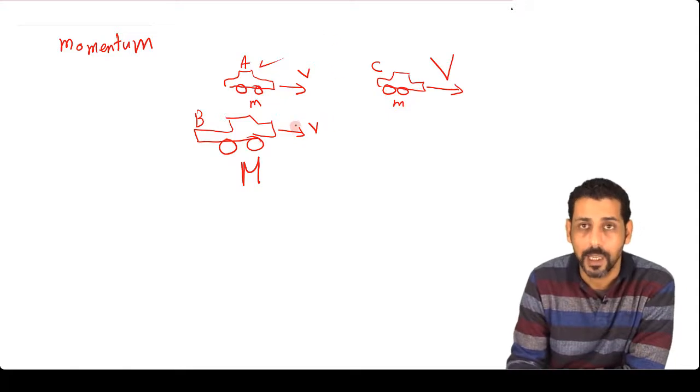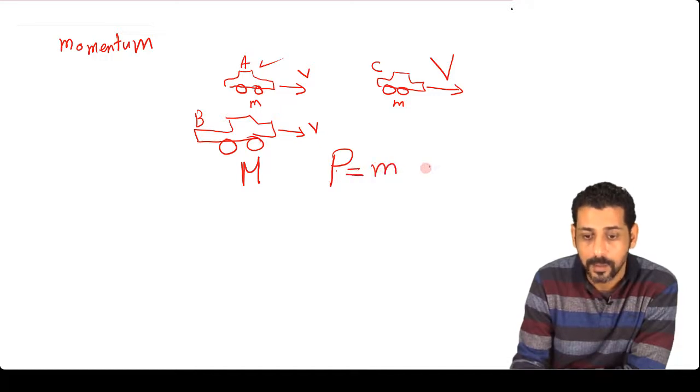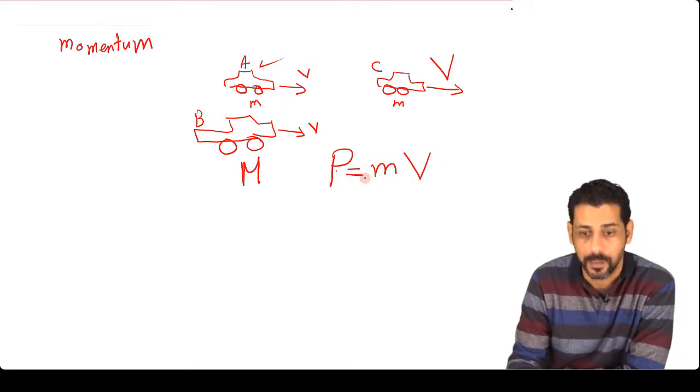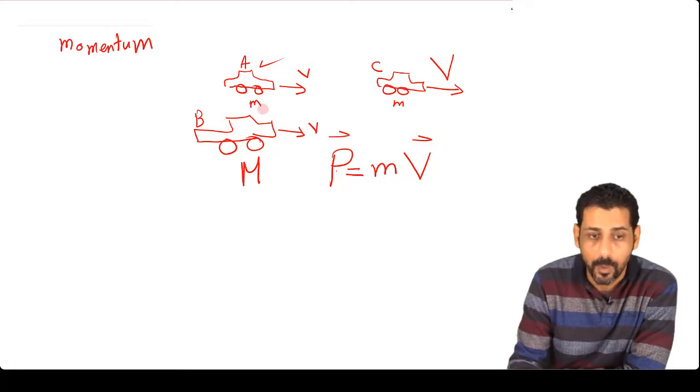So what governs this? We have something called momentum, which is related to collision. Momentum equals the mass of the object times its velocity. P stands for the momentum, then mass and velocity. Velocity is a vector quantity and mass is a scalar quantity, so scalar times vector gives a vector quantity.